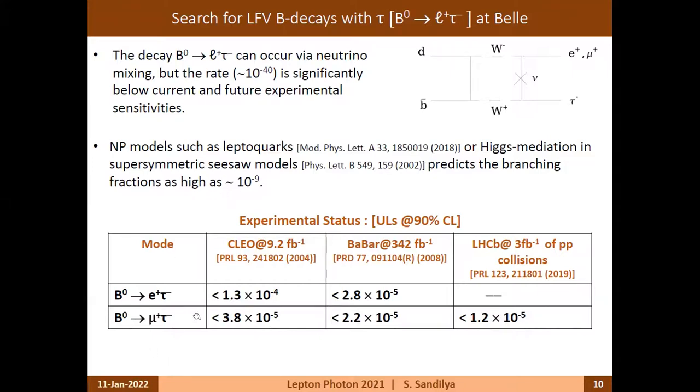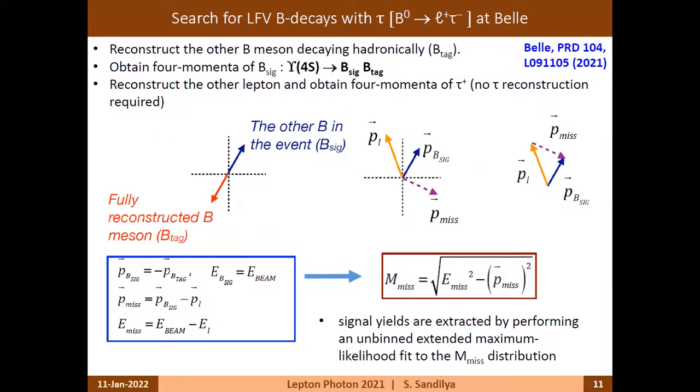Earlier limits come from CLEO, BaBar, and LHCb, and hence this search is motivated at Belle with the full data sample. So here also.